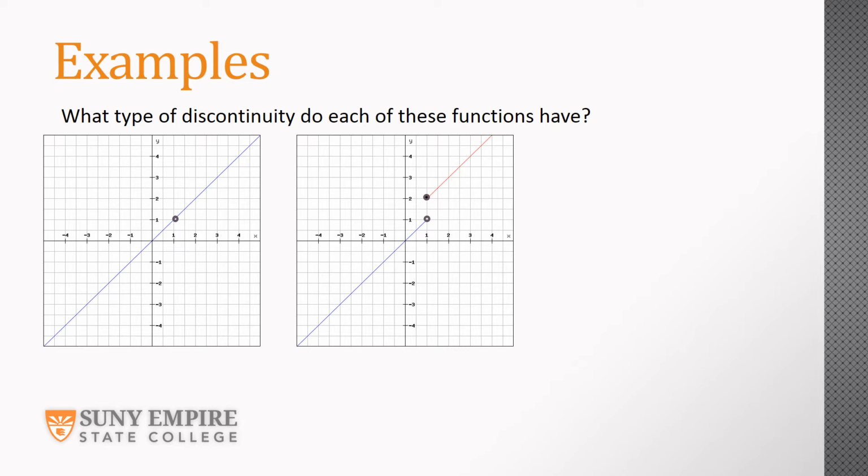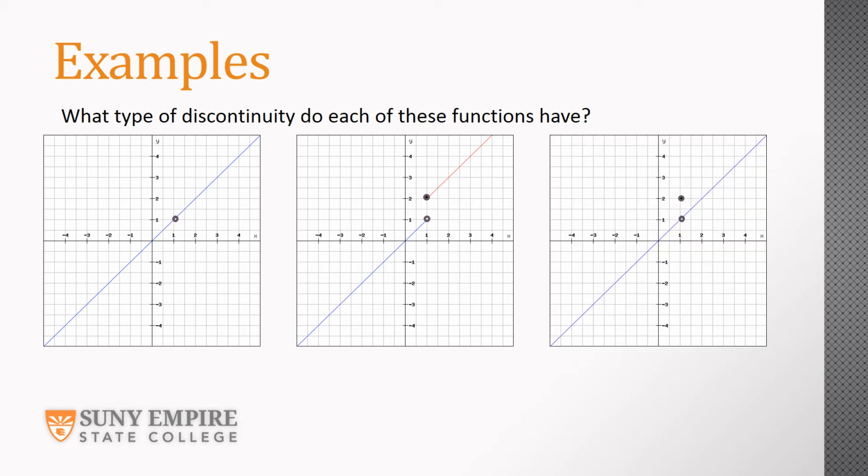In this second example, we have a situation where the limit does not exist because the limit from the left is not the same as the limit from the right. This is a situation where the discontinuity is non-removable. For the final function, again we have a well-defined limit as we approach 1, but the actual function value does not equal the limit. Again, we have a removable discontinuity. The function becomes continuous if we redefine f of 1 to equal 1.